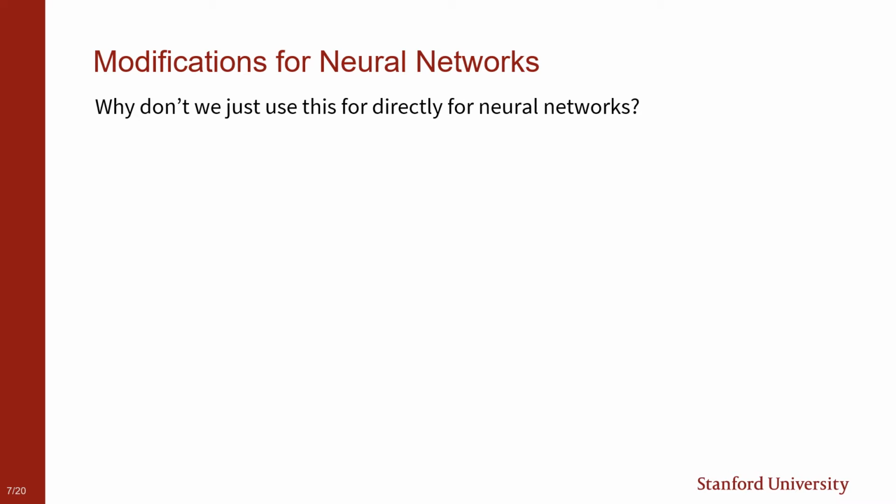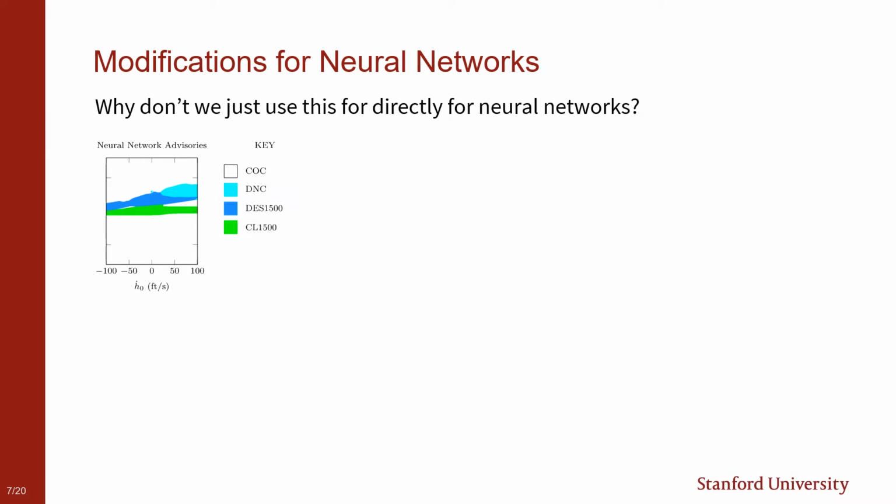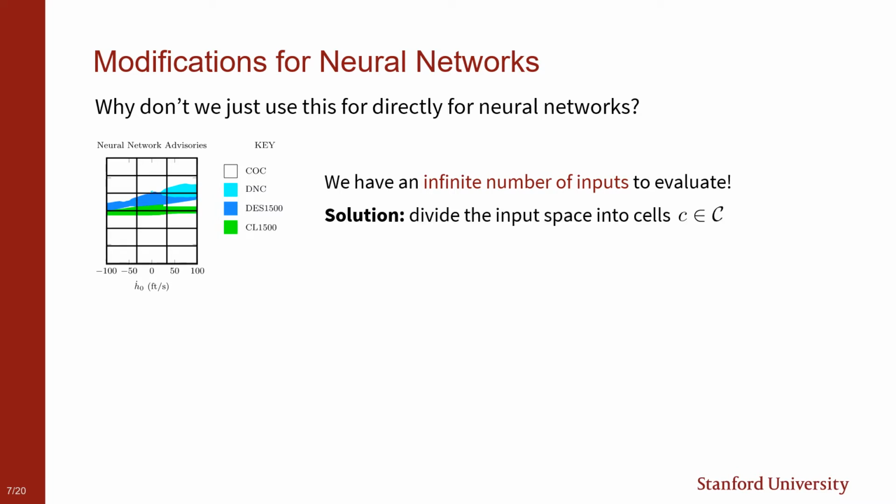So now we have a way to find the probability of collision from any state in the state space. And this is great. So why don't we just do this for neural networks? Well, here's an example of a 2D slice of the collision avoidance policy, where the colors represent the action at that particular point in the state space. So for example, clear of conflict, do not climb, etc. However, even just in this 2D slice of the state space, we have an infinite number of states to evaluate, and therefore we cannot possibly calculate this probability at every single state. So our solution is to divide the state space into a finite number of cells, and instead evaluate the probability at each cell. To do this, we need to modify our model checking formulation to work with cells rather than states.